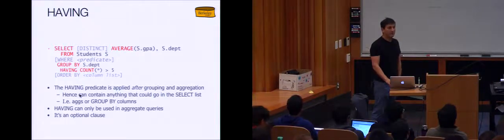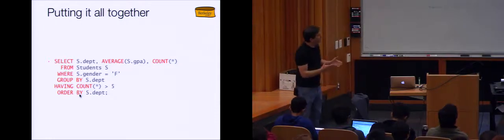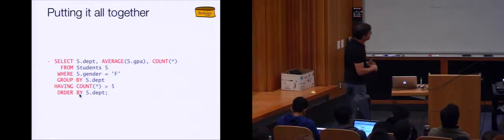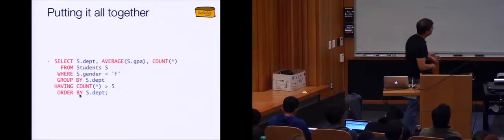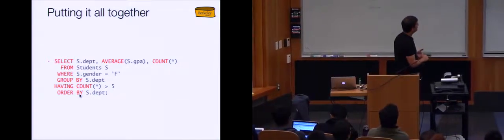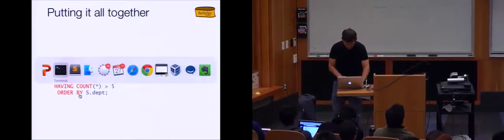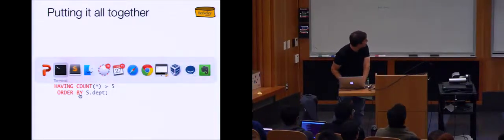Questions up to here? Other questions? All right. So putting it all together, here's a query that uses everything we've learned so far. It's going to find departments, the average GPA, the count for females, group by department. I think we better lower the count because I didn't type in that many students. Order by department. Okay, so you can always order the output of any query, including an aggregation query.